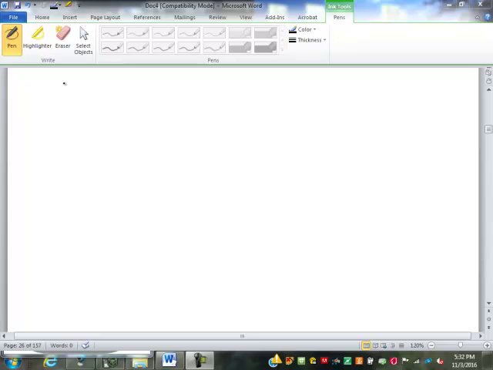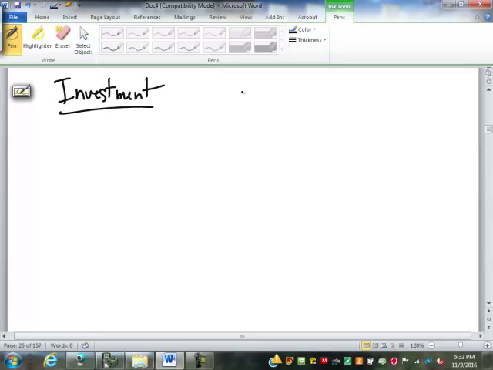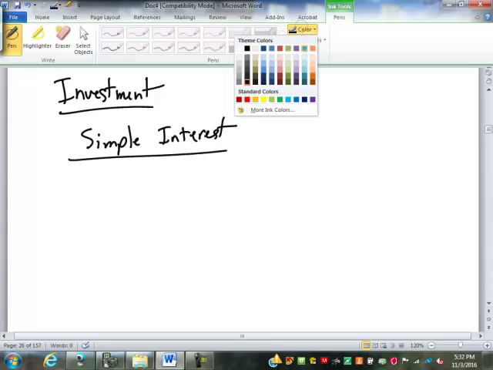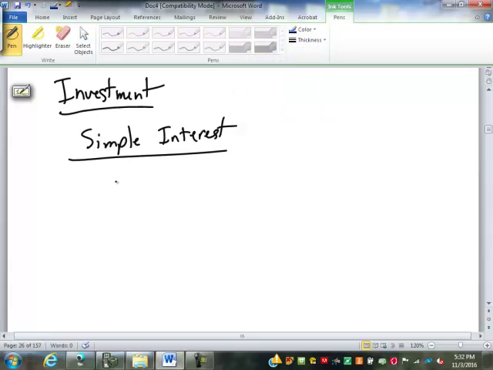So Unit 3 of this class is on investment. And we are going to start tonight talking about simple interest. Our first step is to calculate the amount of simple interest. The amount of interest for simple interest is found using the formula: interest, or the dollar amount of interest, is equal to the principal times the rate times the time.